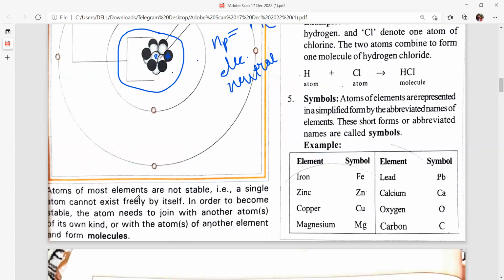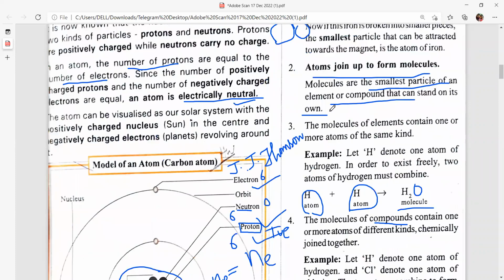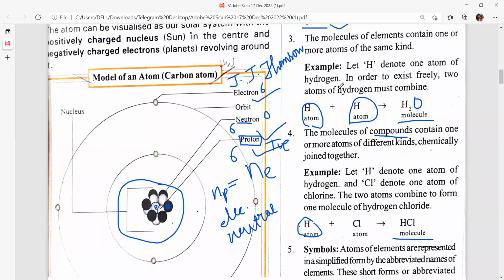Here something is written. Atoms of most elements are not stable. Why? Because a single atom cannot exist freely. One atom cannot exist independently. So in order to be stable, they join with each other to form molecules, and the molecule is stable. See, a hydrogen atom cannot exist independently, so it joined with chlorine and formed the HCl molecule. And what is a molecule? The definition is here: the smallest particle of an element or compound that can stand on its own. It can exist independently. Atoms cannot exist independently; they are not stable. They join with each other to form molecules.